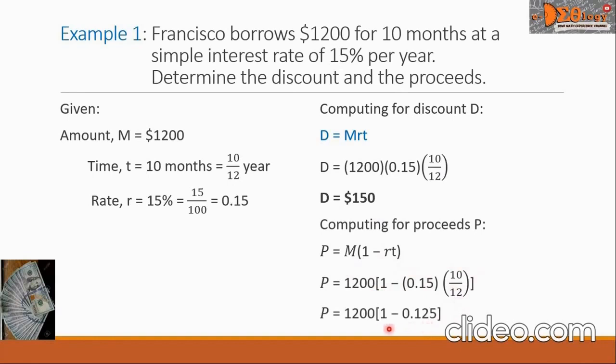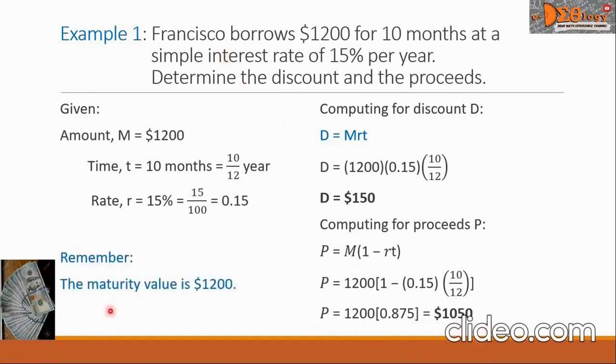0.125. The difference of 1 minus 0.125 is 0.875. Let us get the product of 1,200 and 0.875, and that is equal to 1,050. This is the proceeds. Let us write the dollar sign. It means to say, this is the value that Francisco will receive.